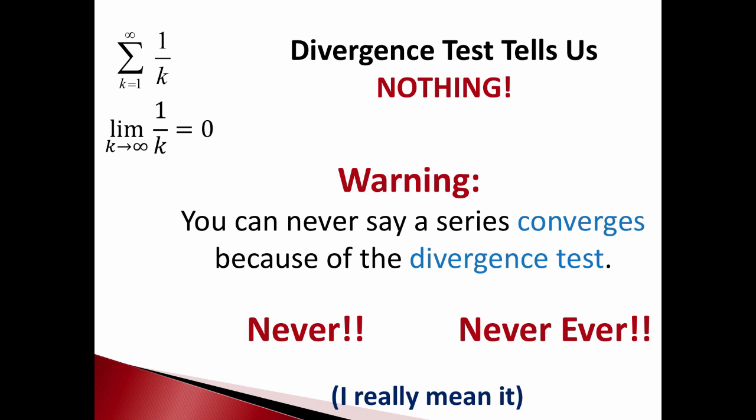So what does the divergence test do? It gives you an easy way to test if something diverged. So you can check and see if that sequence doesn't go to 0, you know you diverge and you're done. But it can't ever tell you that a series converged. I hope I made that clear, that this is such a huge issue and it's super easy to get this one wrong.